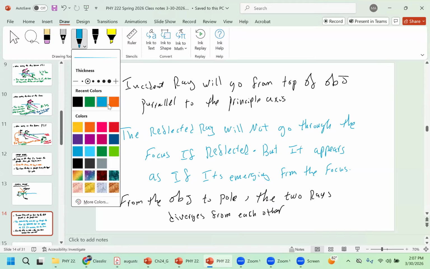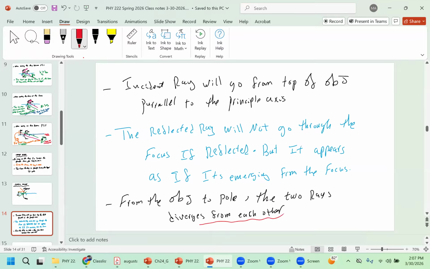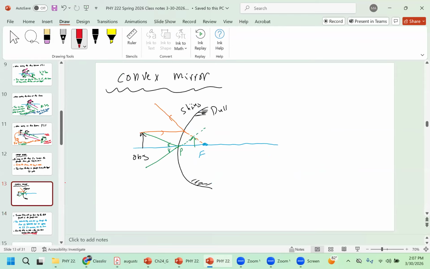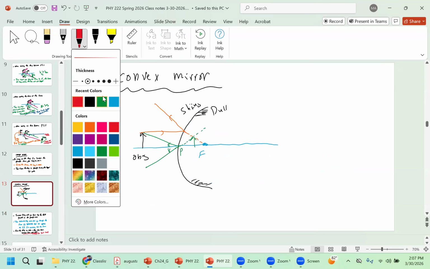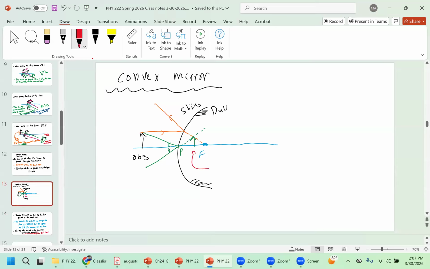And when you say it diverges from each other, that means, again, you're looking at the image inside the mirror. Does that make sense? So if it diverges from each other, that means you get no real image. So really what you are getting is a virtual image.